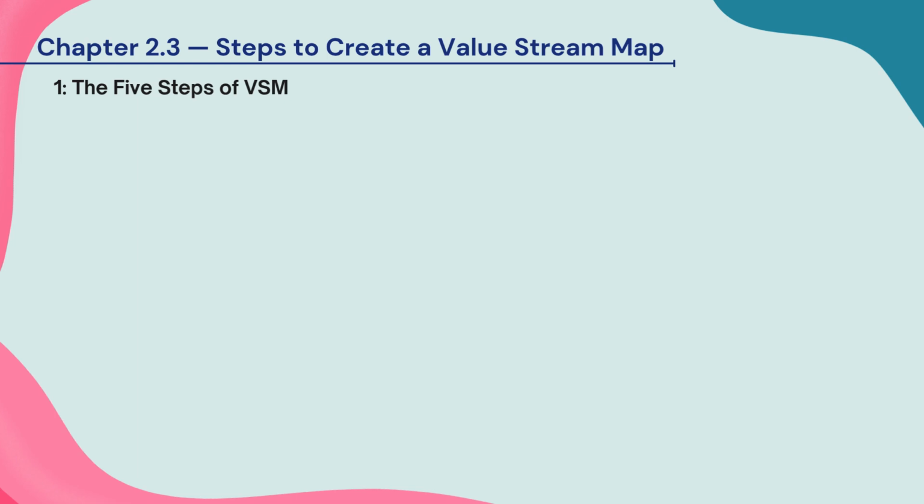This slide explains the 5 key steps to create a value stream map. First, select the value stream by choosing the product or process to analyze. Second, map the current state to understand the existing flow and timings. Third, identify waste by finding bottlenecks and inefficiencies. Fourth, design the future state with an improved process flow. Finally, develop an action plan by assigning responsibilities and timelines. These steps help organizations move from the current state to a more efficient future state.